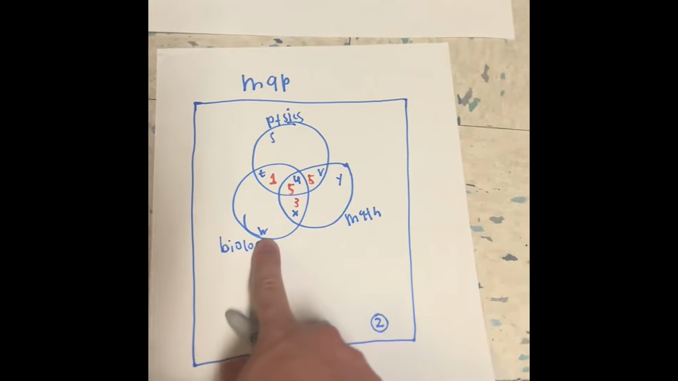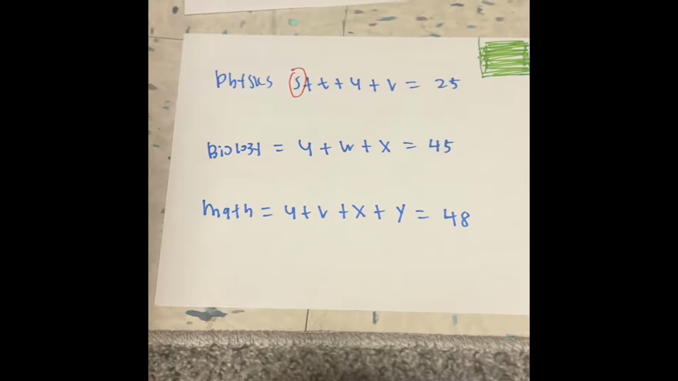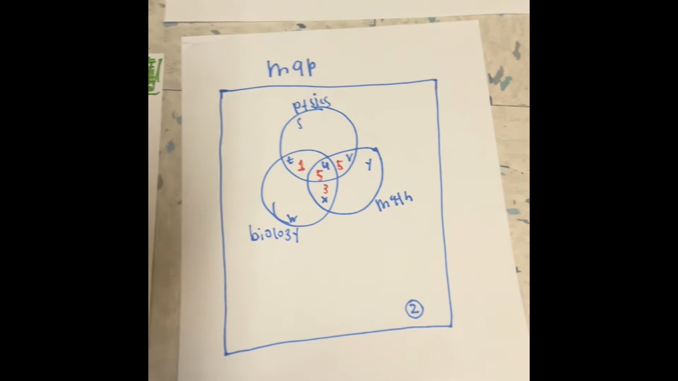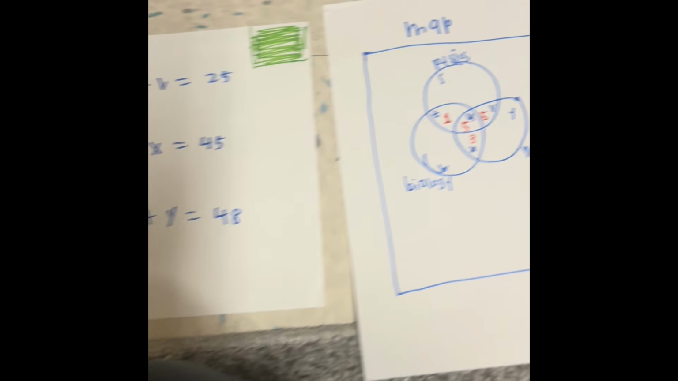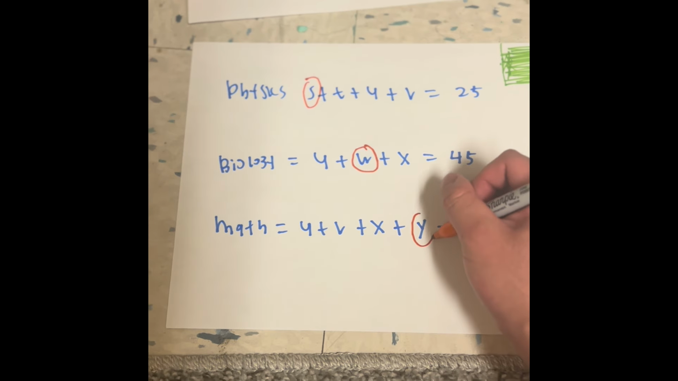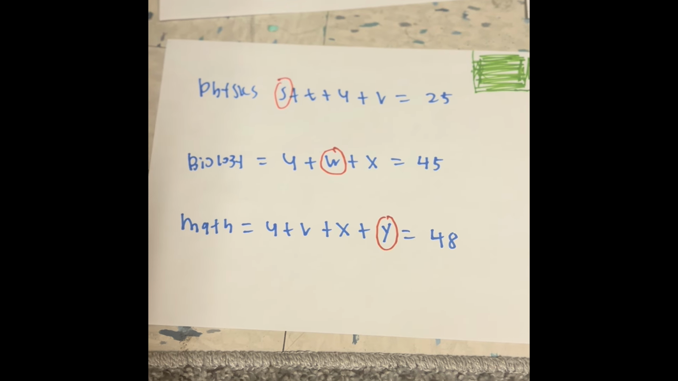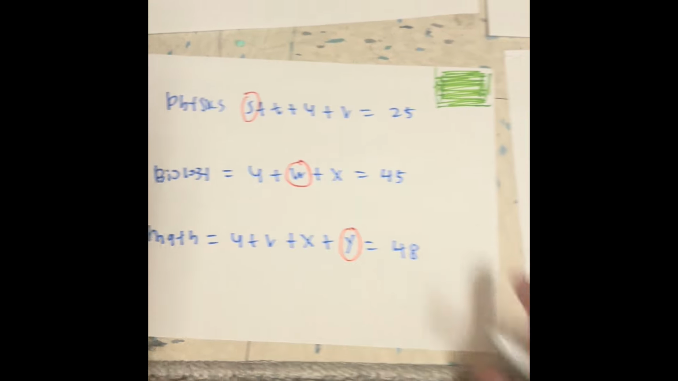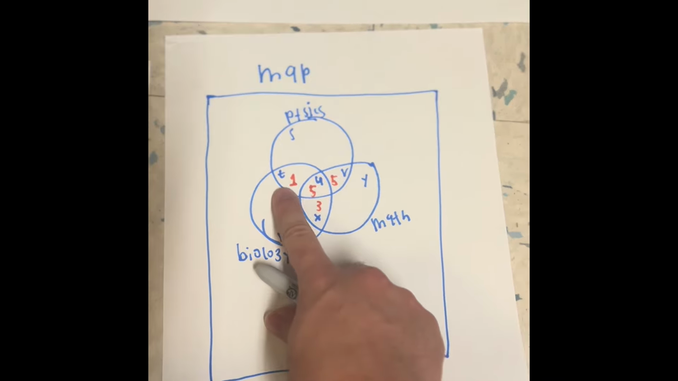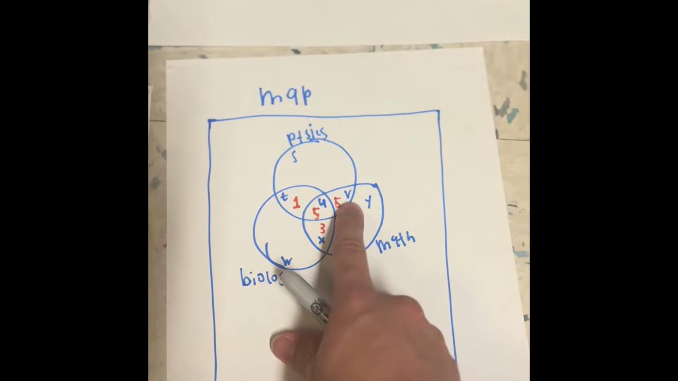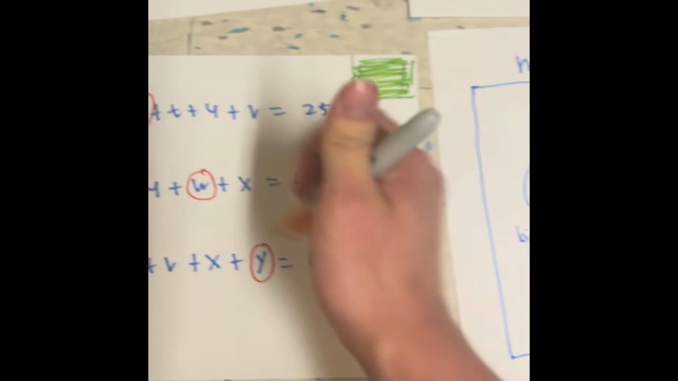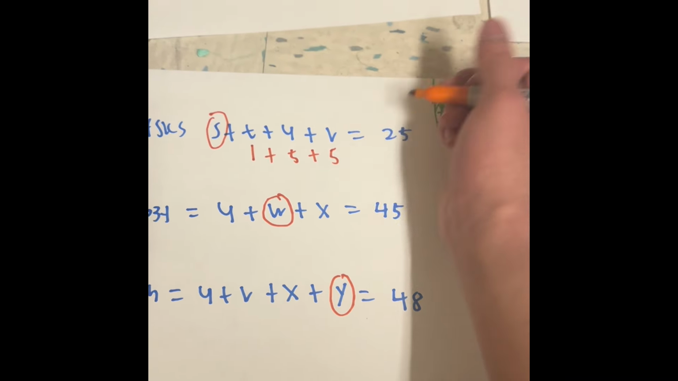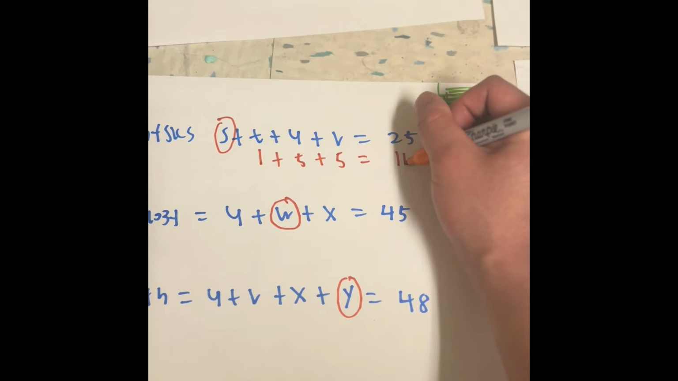Biology is assigned the letter W. So we're going to put in biology the letter W highlighted. And for mathematics, it's going to represent the letter Y. So we're trying to find Y in that equation. So let's get started. We have T plus U plus V. So T plus U plus V, that is going to be 1 plus 5 plus 5. And that is going to equal 11.